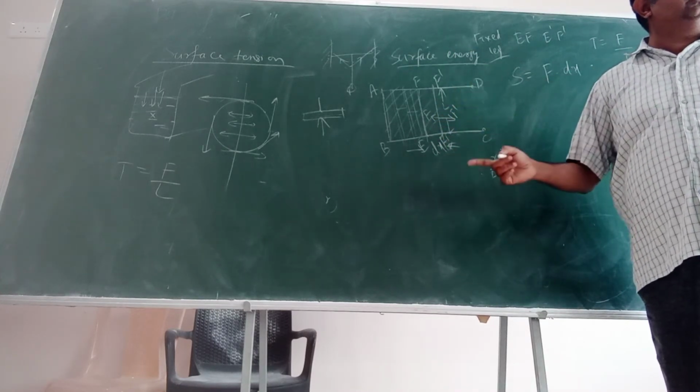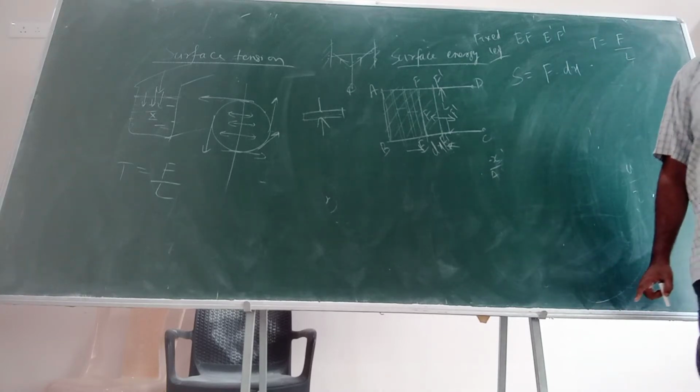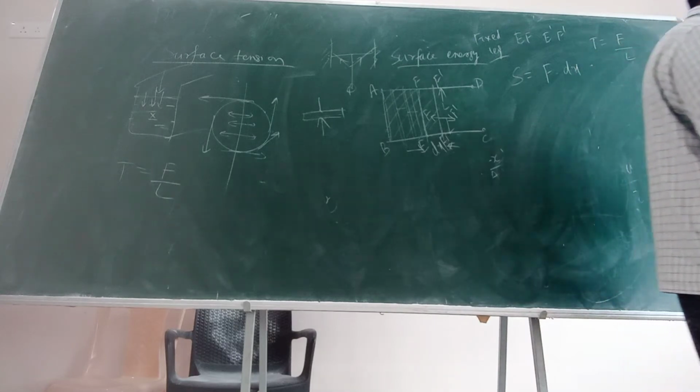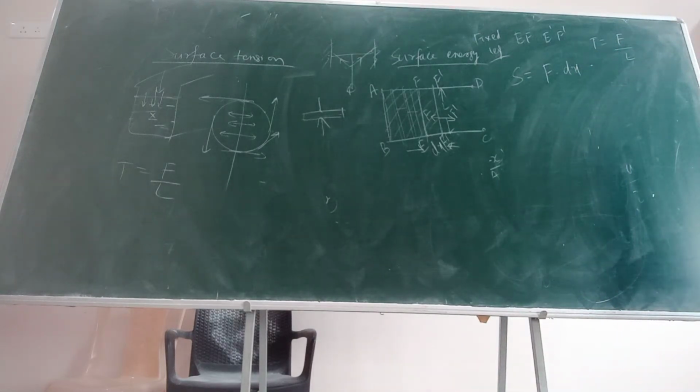You divide by the line, you get the surface tension. Surface tension is always measured per meter run. Okay? Like water will have some surface tension. A slope will have some surface tension.